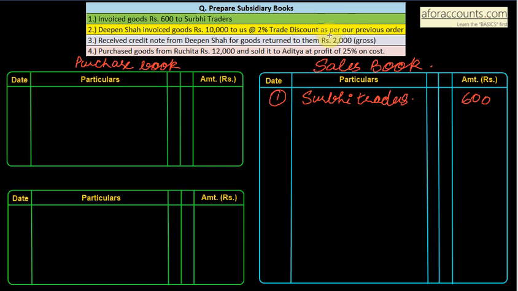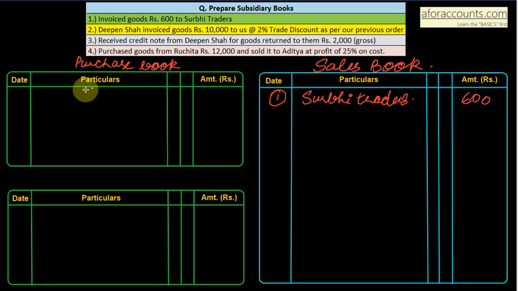Now previous order, when I place the order, it is not a binding contract, not a legal form of transaction. So no transaction was done when I placed the order. Now when the party has invoiced goods to me, now this is a contract. I have purchased goods for 10,000 and on it there is 2% trade discount. Now I will record this transaction.